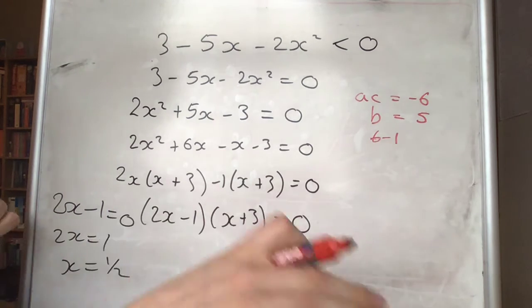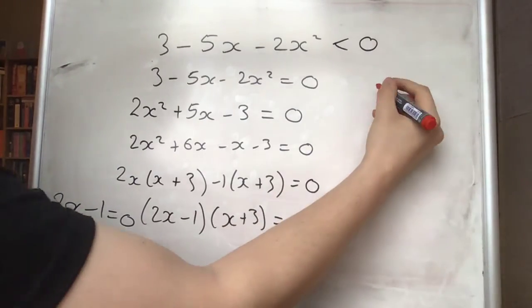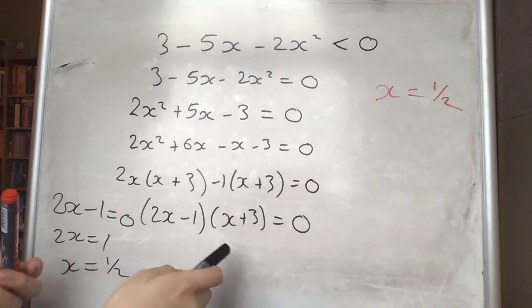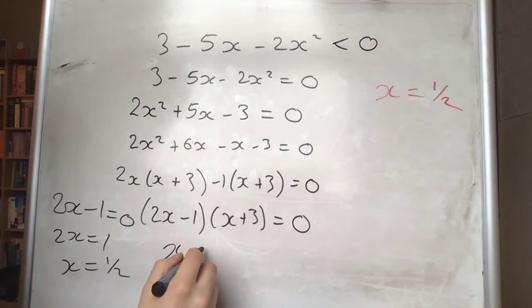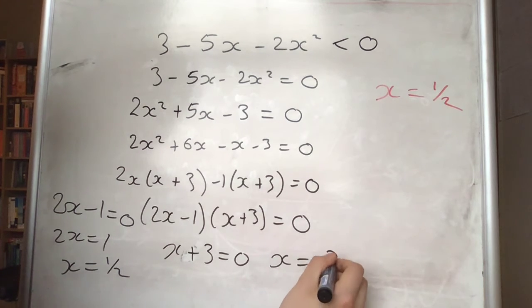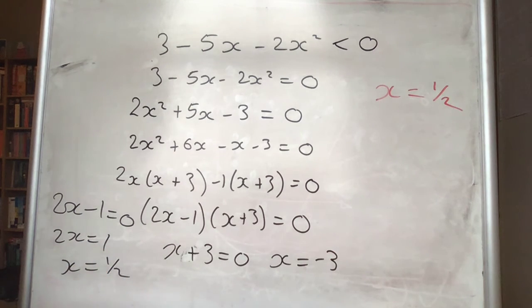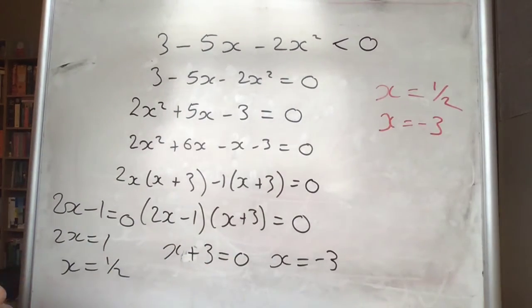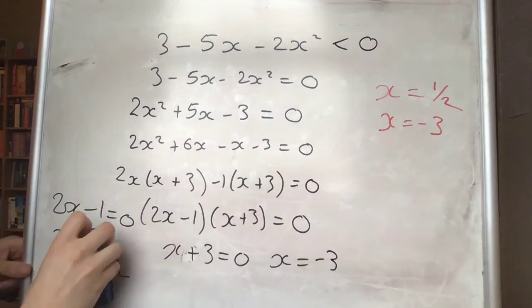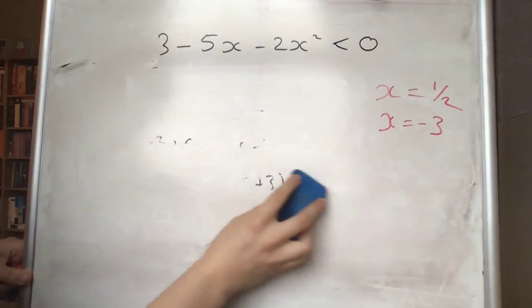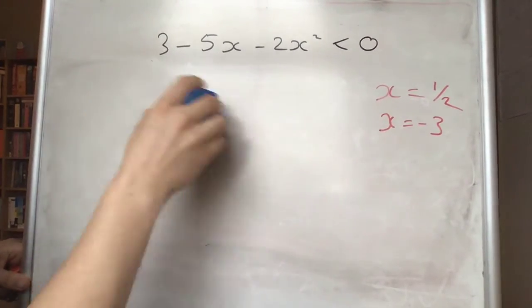So I'm going to write this over here. Let's move this out of the way. X equals half. And the other solution, obviously x plus 3 equals 0. And if we take 3 from both sides, that gives us x equals -3. And so that is our other solution for x. And in other words, these are the points where our graph is going to cross the x-axis. So let's now draw out this graph. I'm going to keep the original expression at the top of the page and also our two solutions of x.